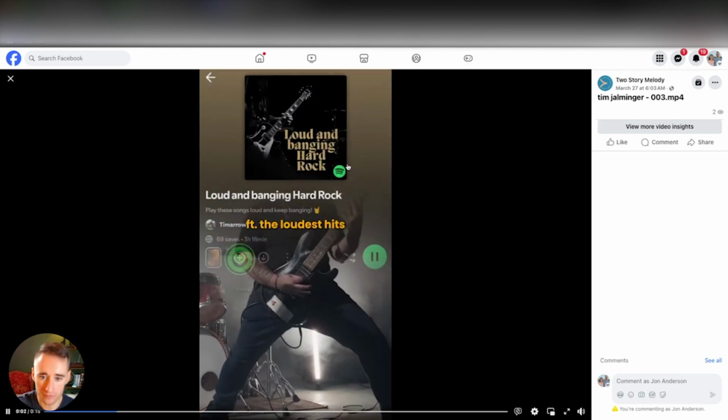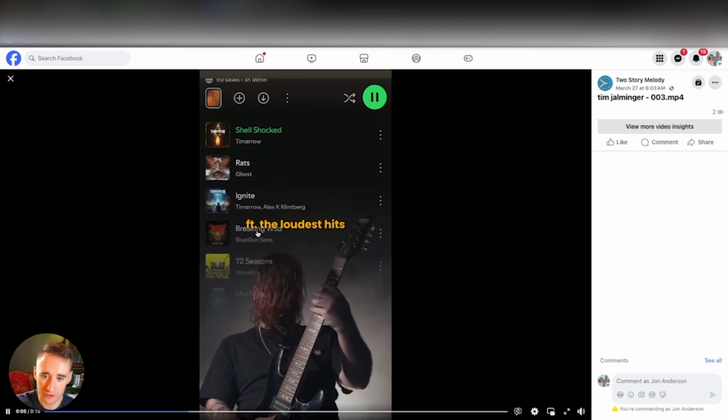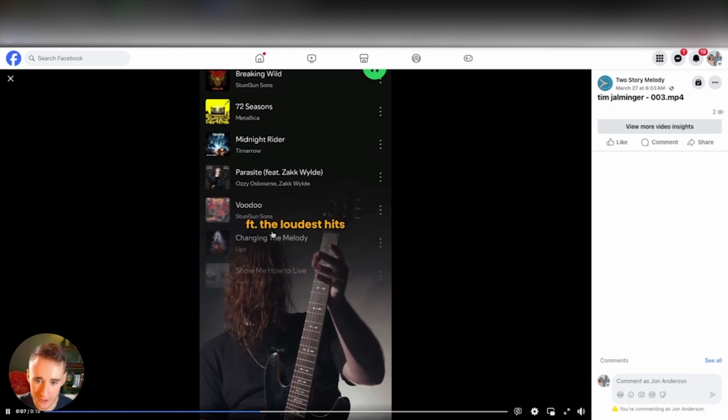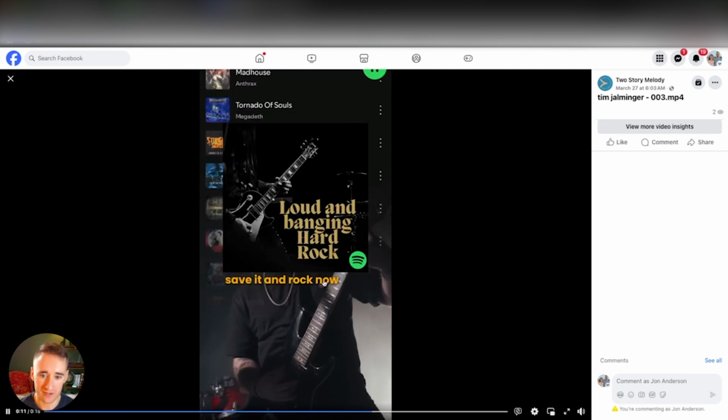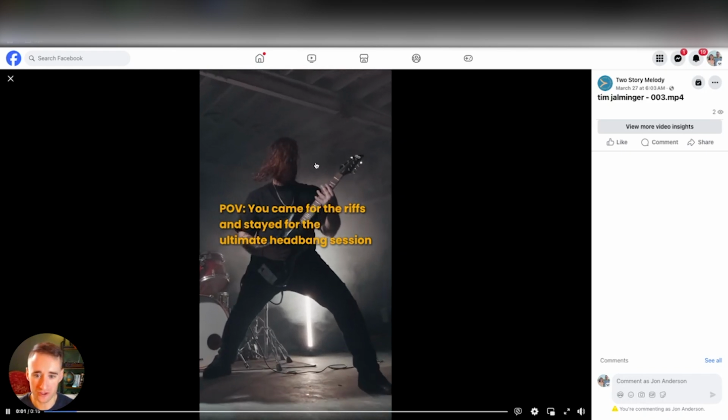So you're giving them some kind of hook in, and then you're showing them the playlist to make it clear it's a playlist featuring the loudest hits. And then you're telling them, save it and rock now. That is a pretty standard example of the ads that are doing well for us. So that's what the data looks like. That is how things have been going and what works, what is not working as well.